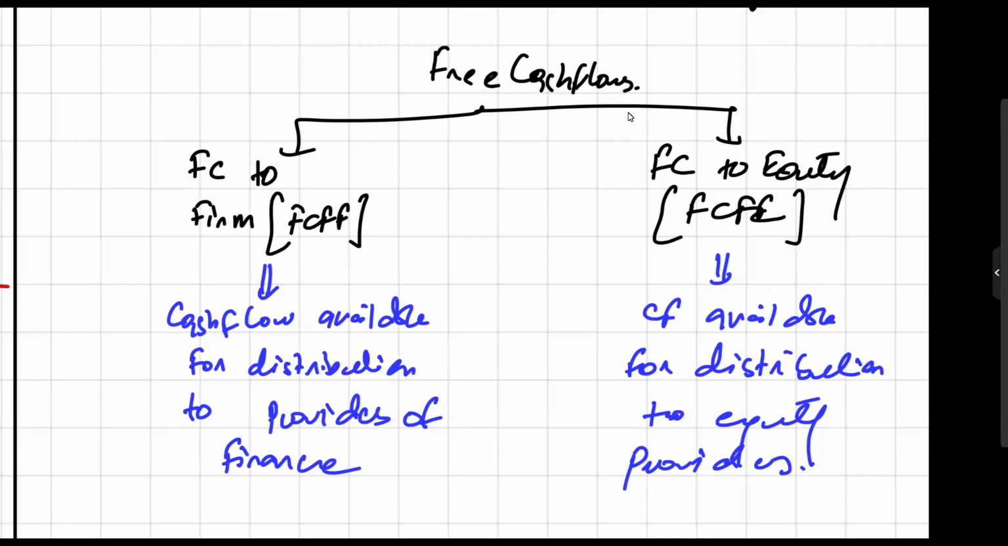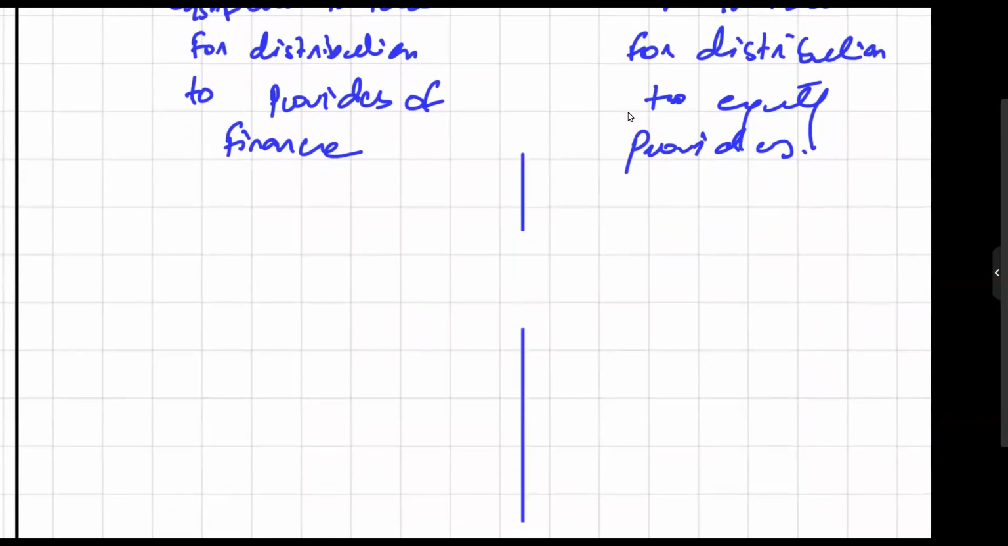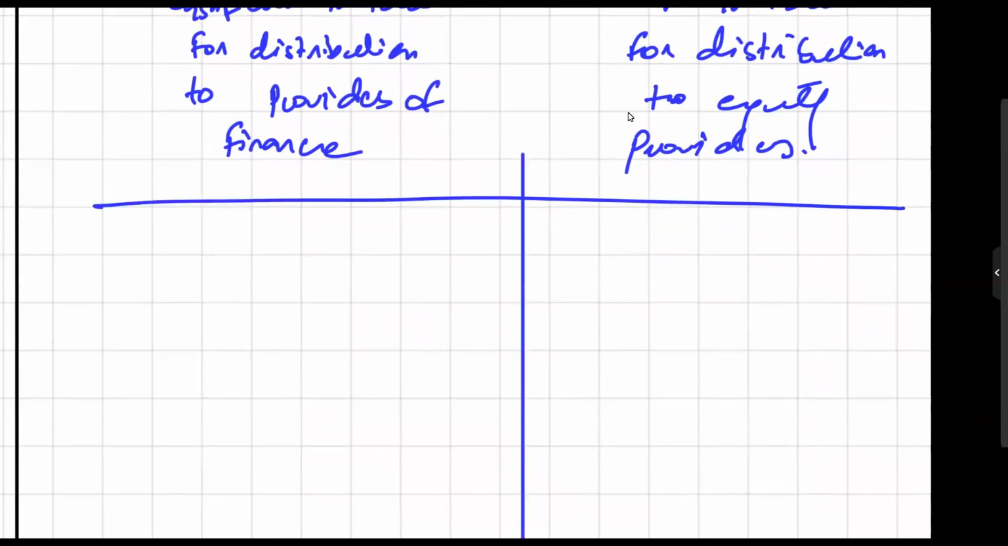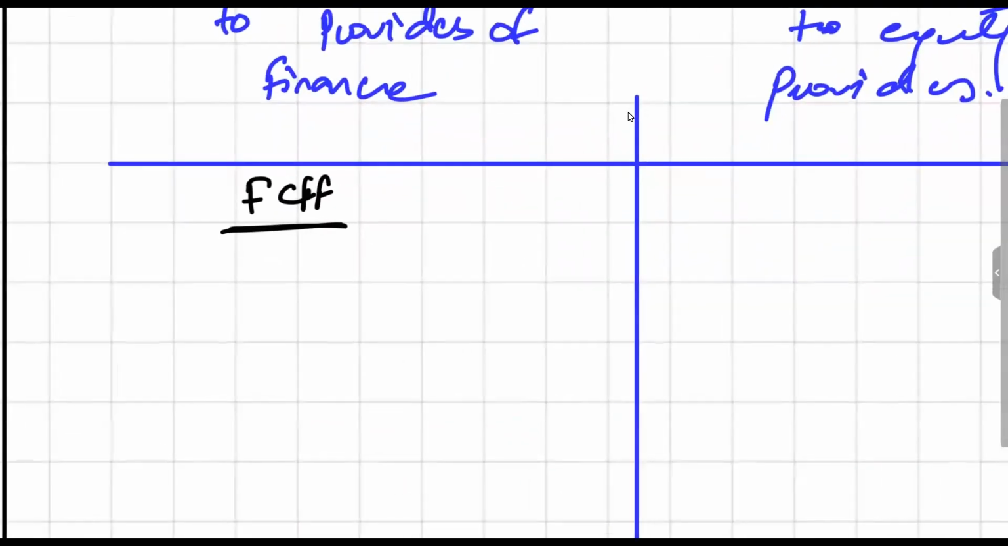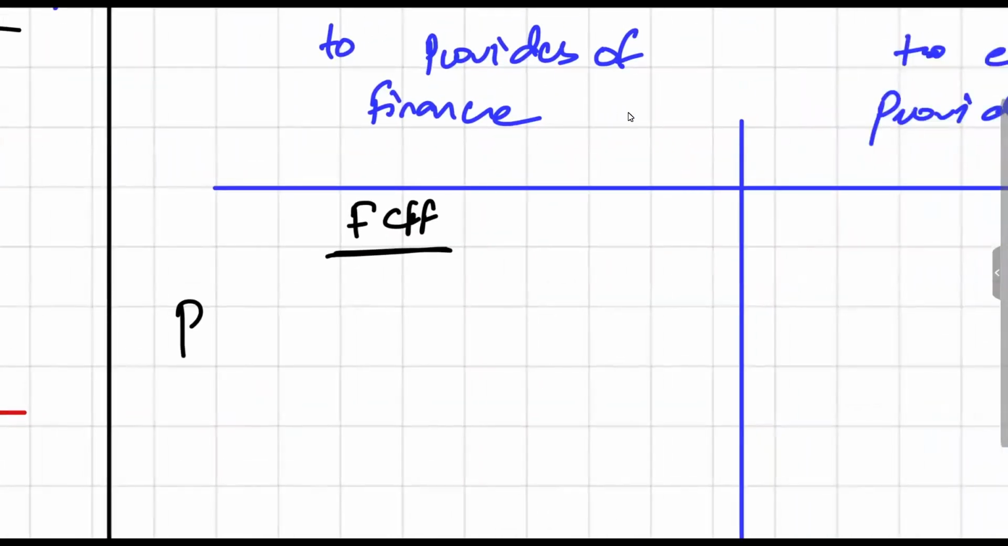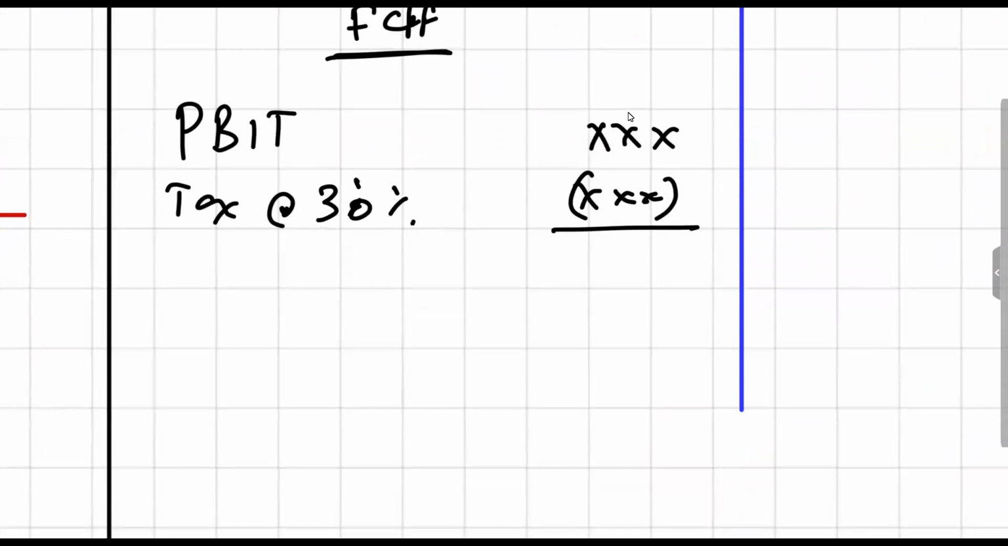So when we talk about the establishment of the free cash flows, for the free cash flows to firm, there are actually two methods. The free cash flows to firm are established like this. You say profit before interest and tax. On this profit before interest and tax, you directly apply the tax, let's say at the rate of 30%. Once you apply tax, you end up getting profit before interest and tax times (1 minus T).